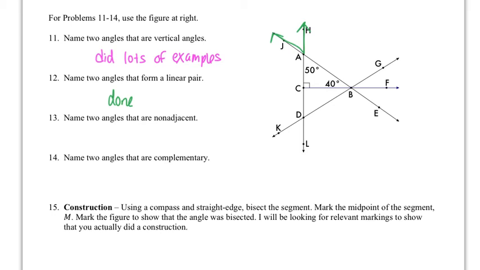Those are non-adjacent angles. So it's just the opposite definition of adjacent angles. For adjacent angles, they have to share a vertex and share a side. So if it breaks one or both of those things, then they're non-adjacent.